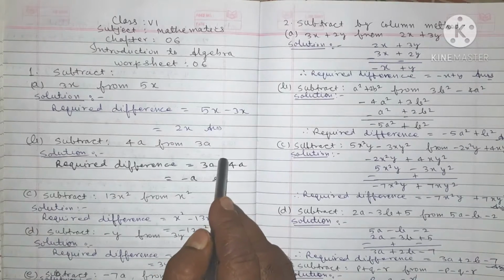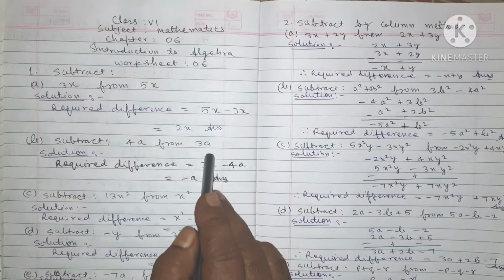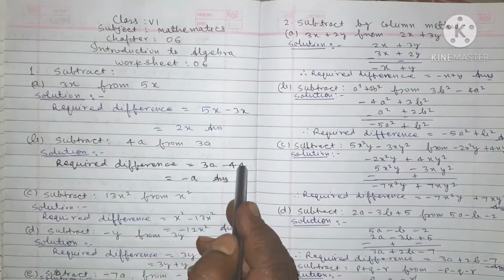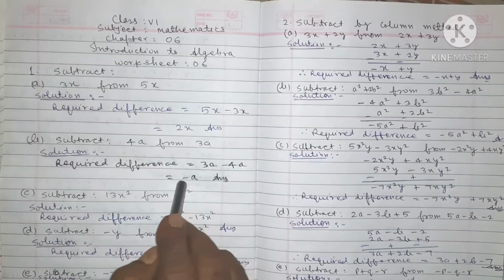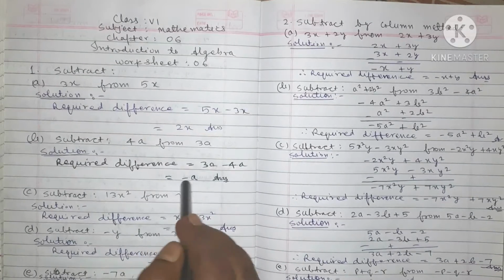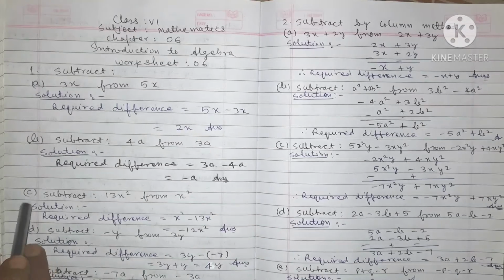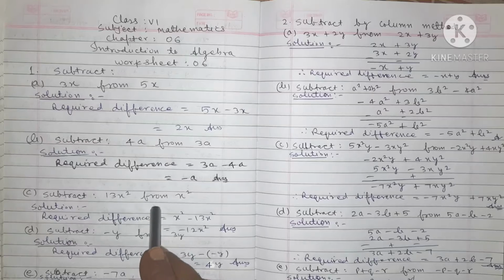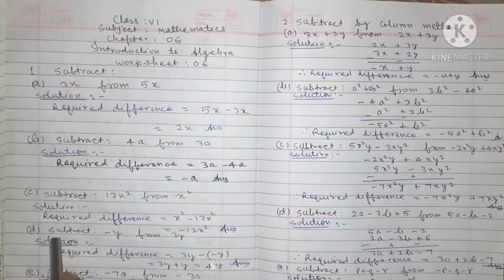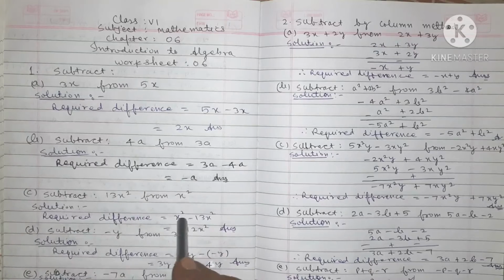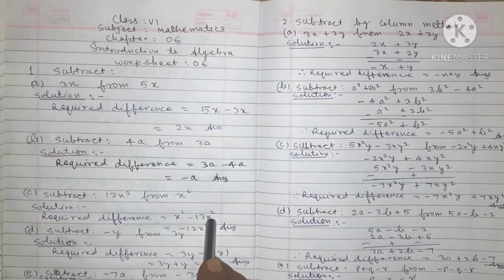And since the absolute value of minus 4 is more than the absolute value of 3, we write the sign of 4a, and so it is negative sign. So the answer is minus a. Now question number C. Subtract 13x square from x square. For the solution of this question, we write required difference equals x square minus 13x square.